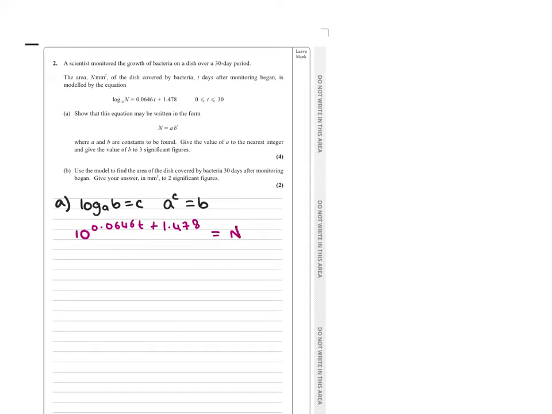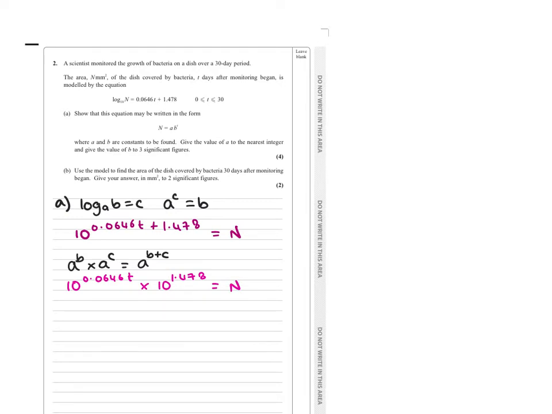Okay? Another law that I know is that a to the power of b times a to the power of c equals a to the power of b plus c. So I'm going to get 10 to the power of 0.0646t times 10 to the power of 1.478 equals n. Because I've gone backwards essentially, haven't I?